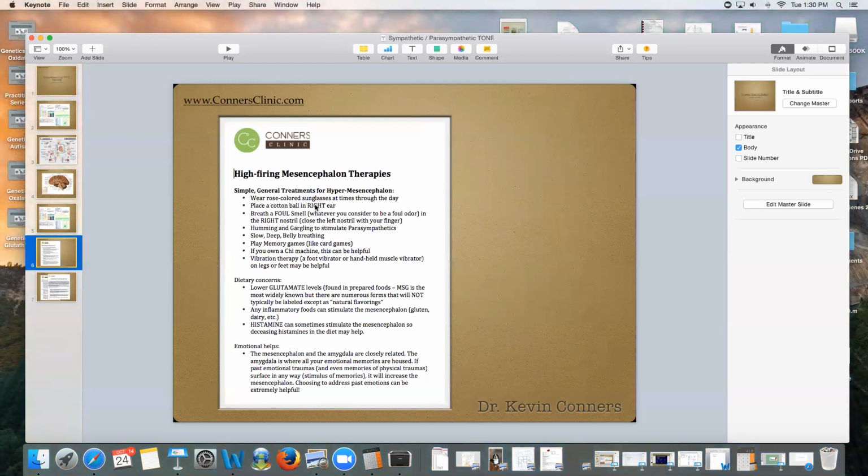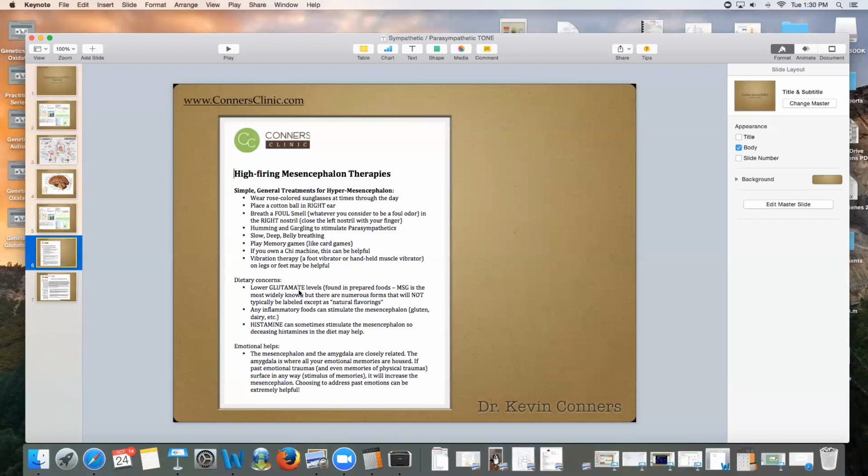From a straight neurology perspective, placing a cotton ball or one of those foam things that block hearing in your right ear can calm the mesencephalon. Breathing a foul smell, or what you consider a foul smell, in your right nostril, so you close your left nostril and just breathe into the right nostril, can calm the mesencephalon. This is just straight neurology. Slow, deep belly breathing, playing memory games, that's frontal lobe stimulation. Doing things like the chi machine, which helps move lymph, but it stimulates the cerebellum, which inversely stimulates the frontal lobe, which can calm the mesencephalon. Vibration therapy works on the same pathway, can calm the mesencephalon.